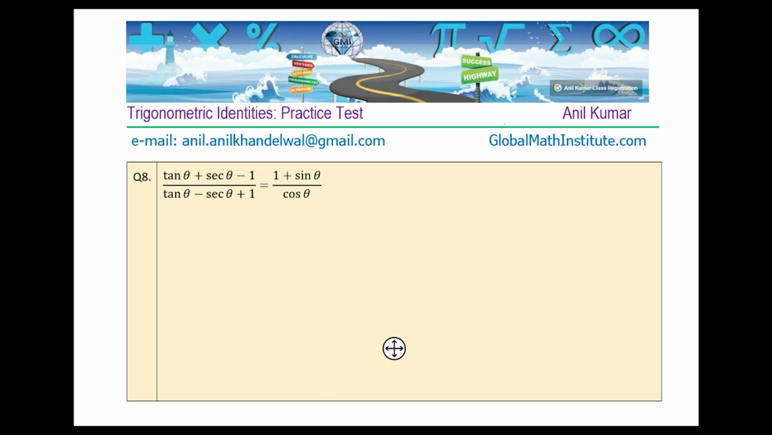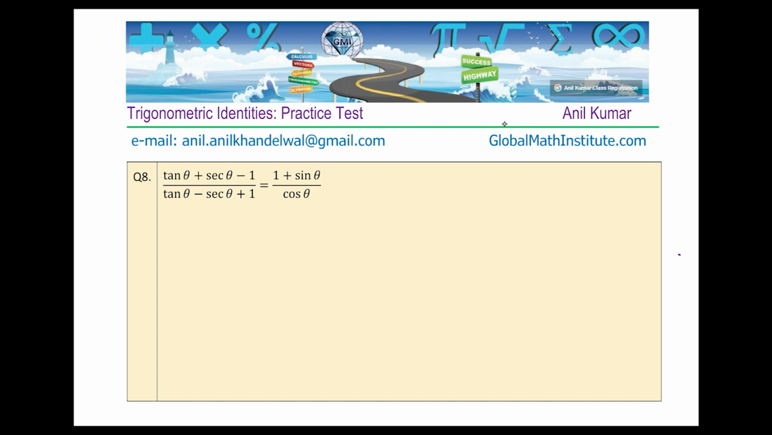Let's move on and take question number 8 now, which is (tanθ + secθ − 1) divided by (tanθ − secθ + 1), and that should be equal to (1 + sinθ) over (1 + cosθ). We can begin with the left side and simplify it.